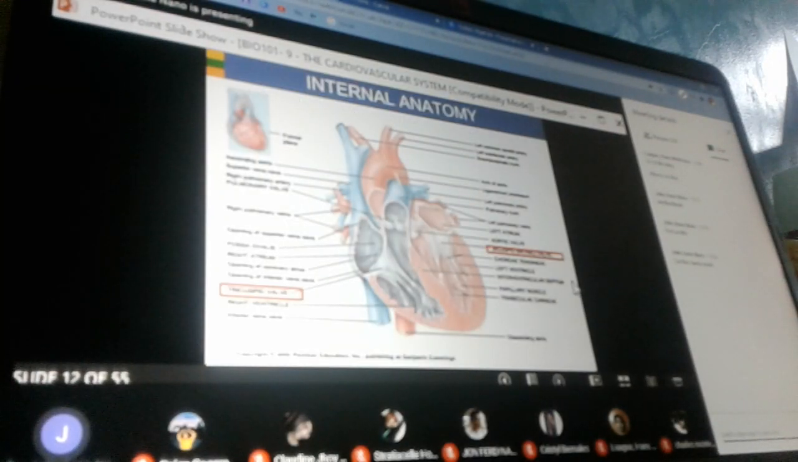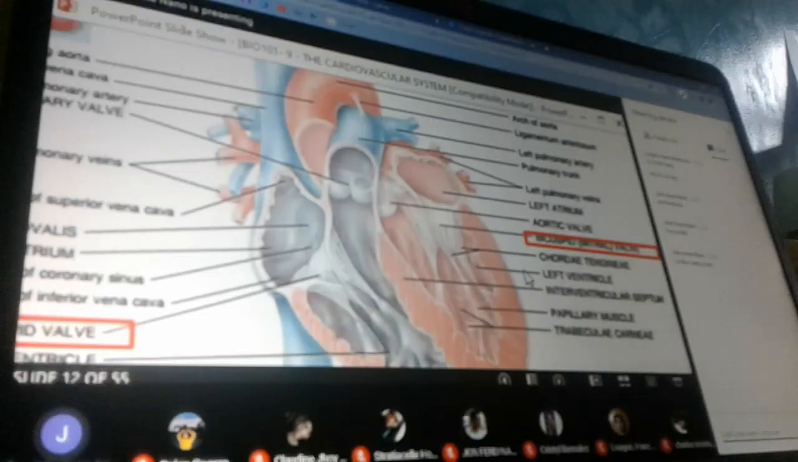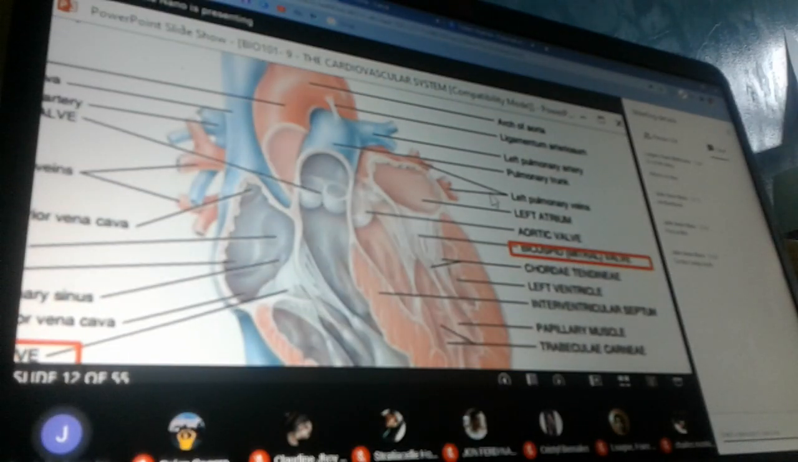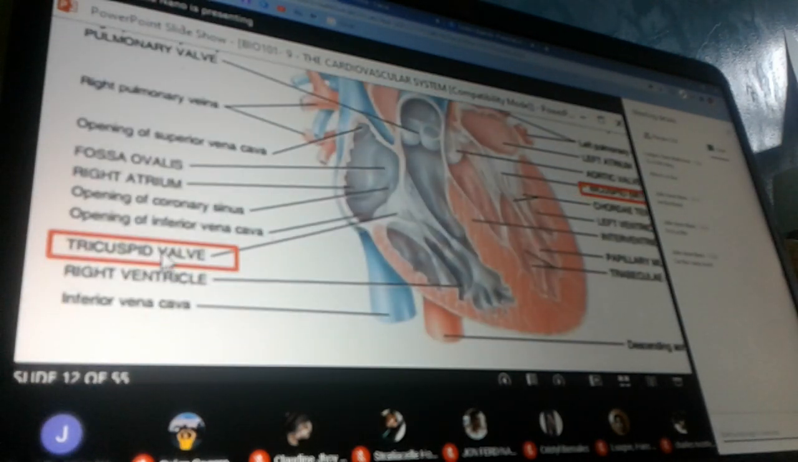So, ito yun siya, class. Yan yung mga atrioventricular valves natin. So ito si bicuspid valve, also known as the mitral valve. Siya yung opening or valve between our left atrium as well as our left ventricle. Okay? Whereas si tricuspid valve naman class, it is the opening between our right atrium and then our right ventricle.